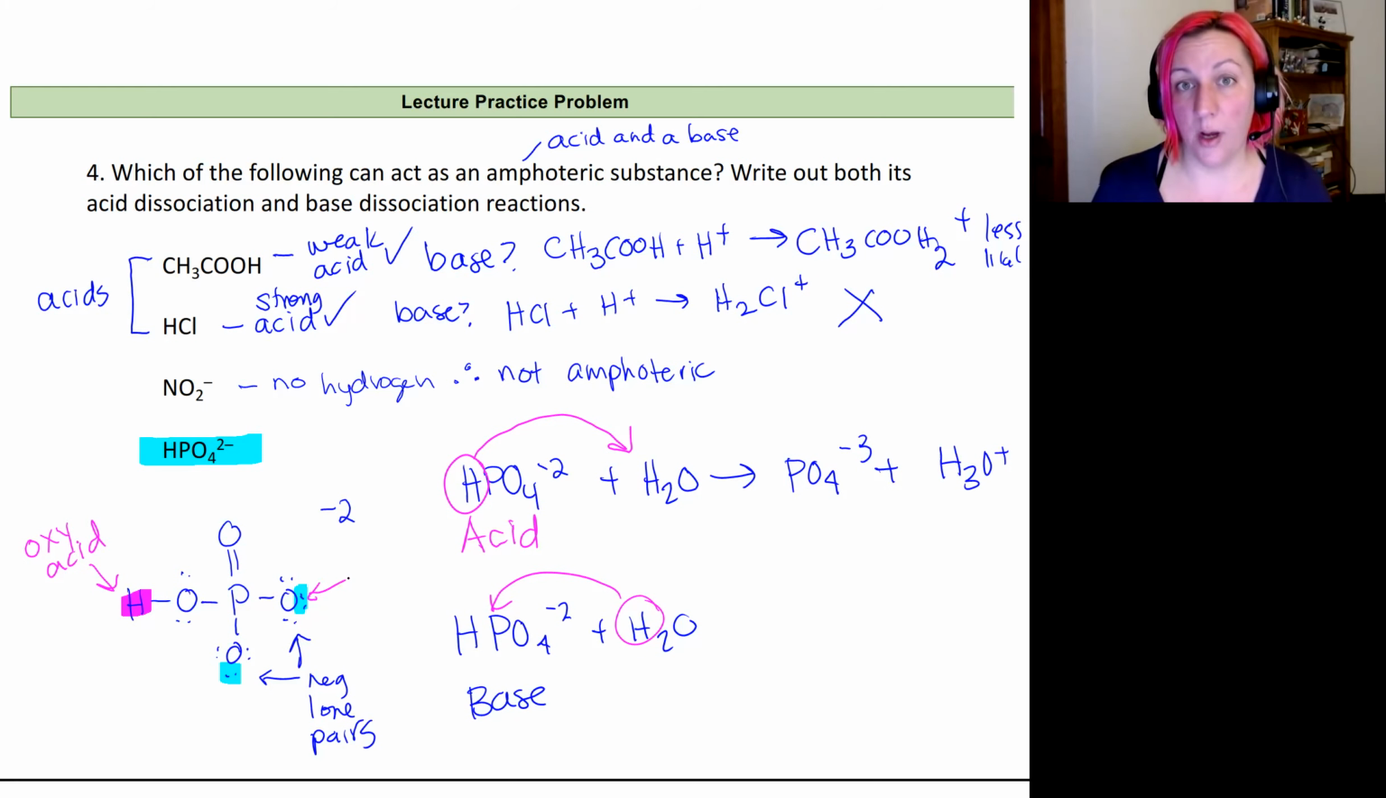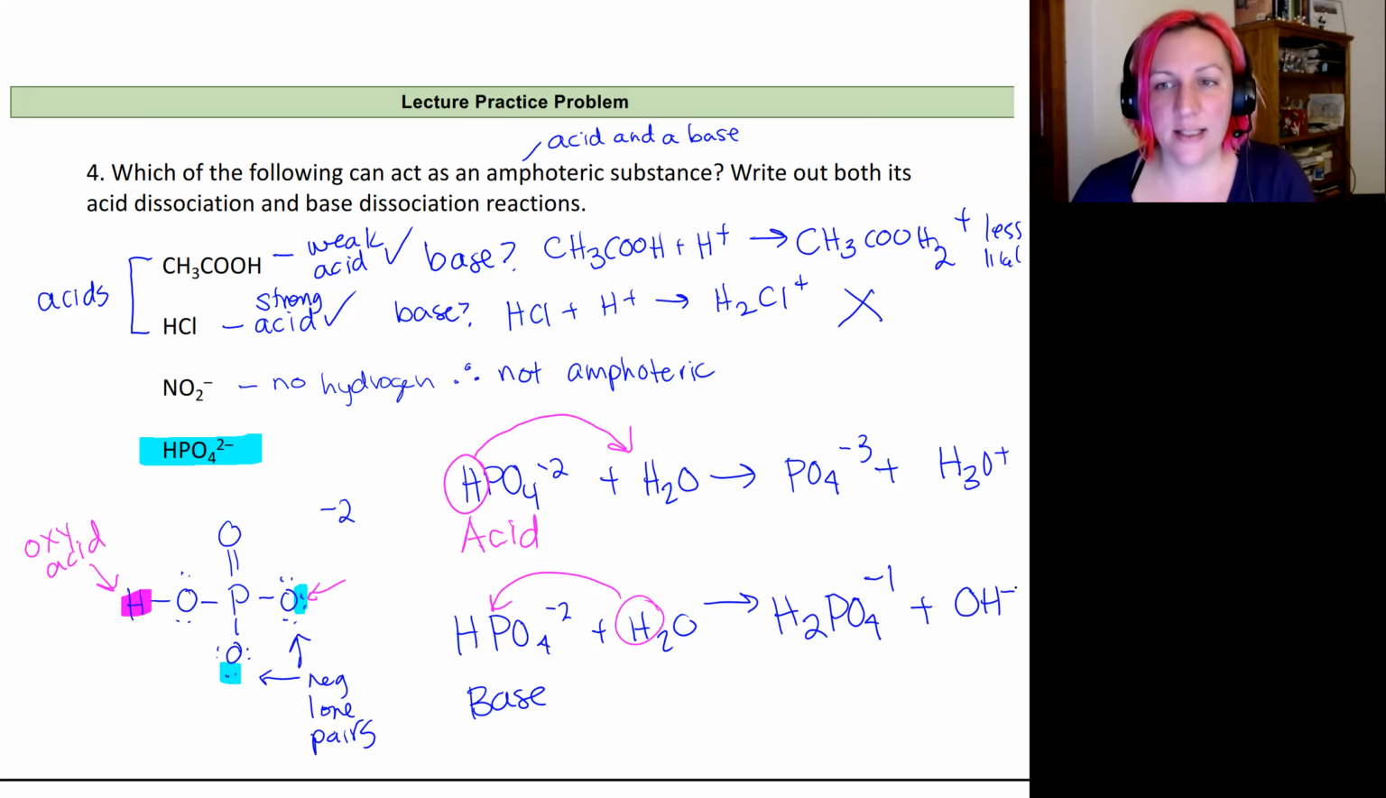Here are our acid and base dissociation reactions for this molecule, acting as both an acid and a base in a way that I think is very clear compared to the less likely or maybe scenarios of our acid examples. In both of those cases, we were forming a positive charge on an electronegative atom. Here we're going from -2 to -1, or -2 to -3. So it's more likely, because an electronegative atom like oxygen is going to be more likely to support a negative charge than a positive charge.